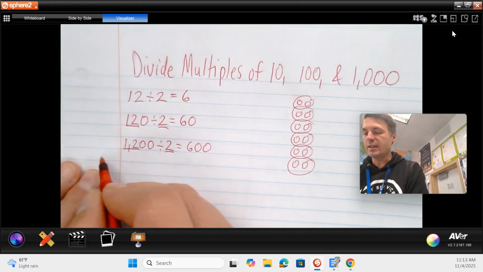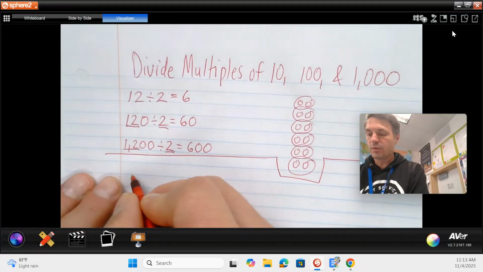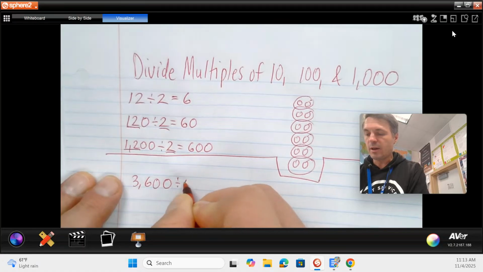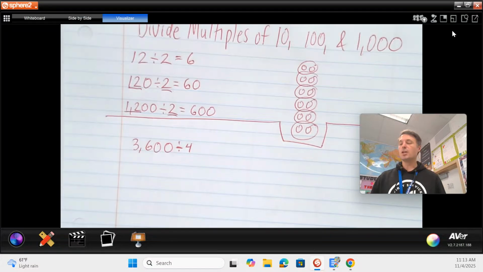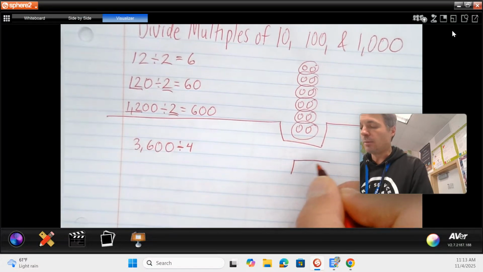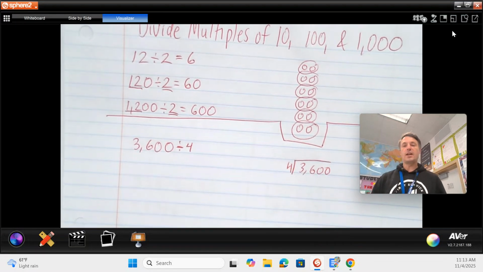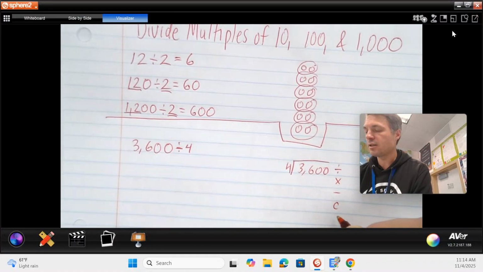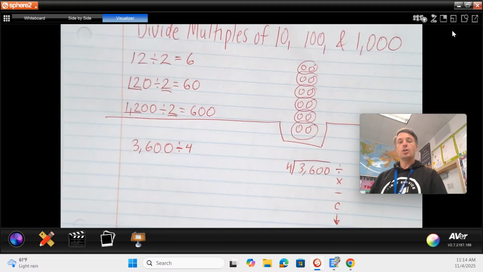Okay, let's apply this to some other problems. Let's say we have 3,600 divided by 4. Now, you could set this up as a long division problem like this, and you could find the answer that way using divide, multiply, subtract, compare, bring down, dirty monkeys smell crazy bad. You could do it that way, but there's an easier way.